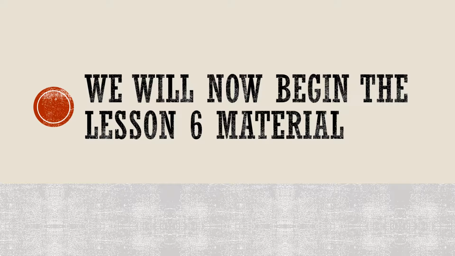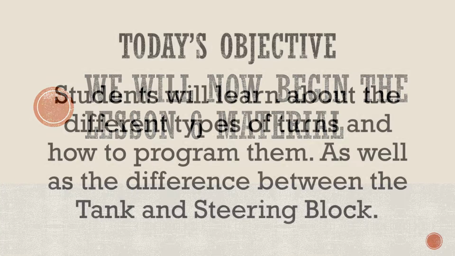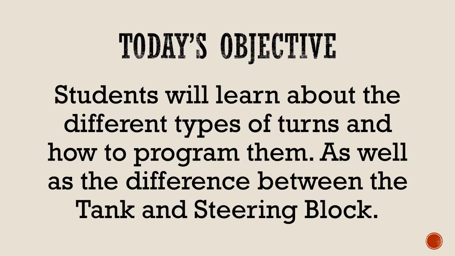We will now begin the Lesson 6 material. Today's objective: students will learn about the different types of turns and how to program them, as well as the difference between the tank and the steering block.